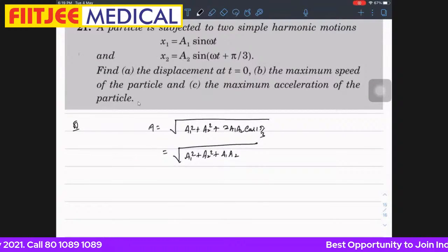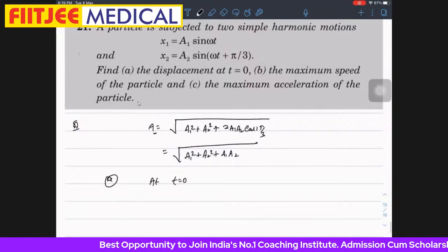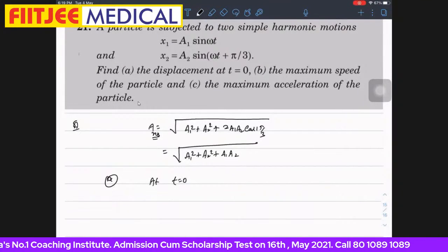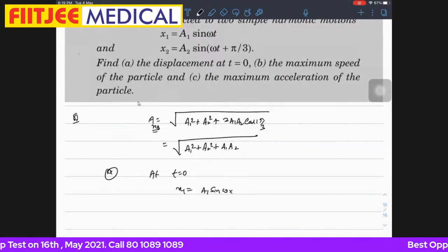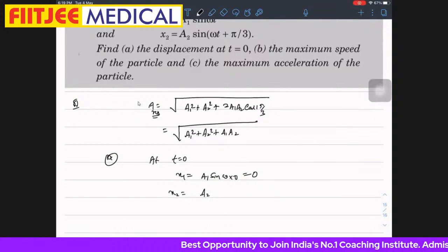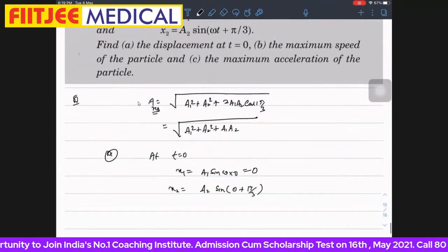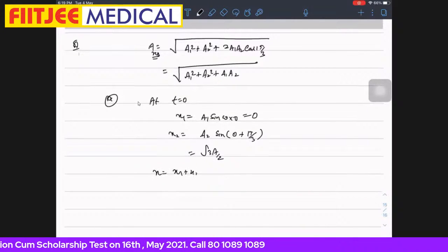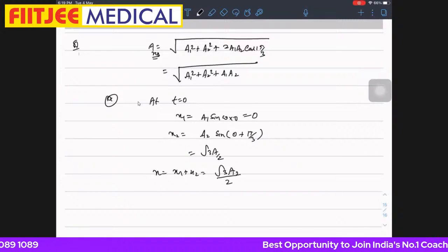See, if you want to find displacement at t equals 0, directly I can figure it out. At t equals 0, this is the resultant amplitude. So at t equals 0, x1 will be a sine omega into 0, so 0. x2 I will get as a2 into sine of 0 plus pi by 3. So sine pi by 3 is root 3 by 2, and we know that x equals x1 plus x2. So this will become root 3 a2 by 2. So this is what we will get.